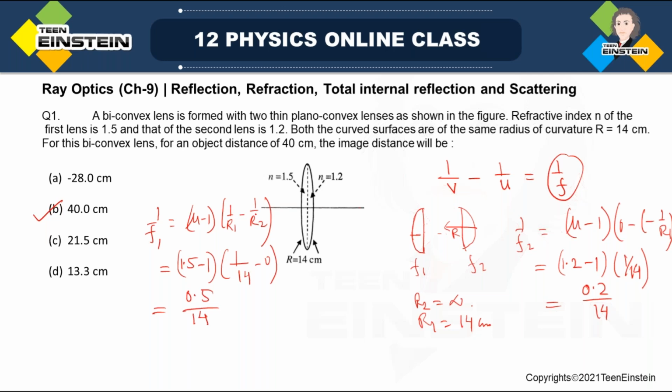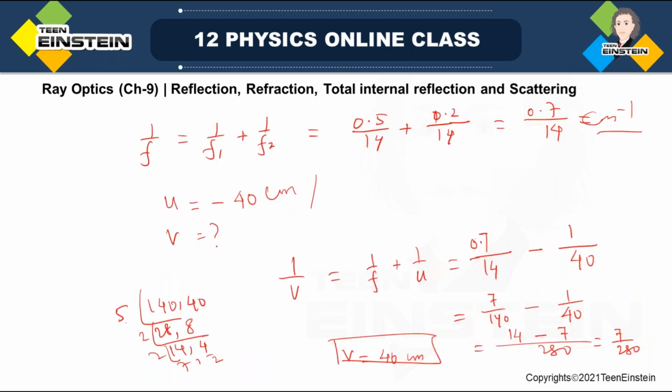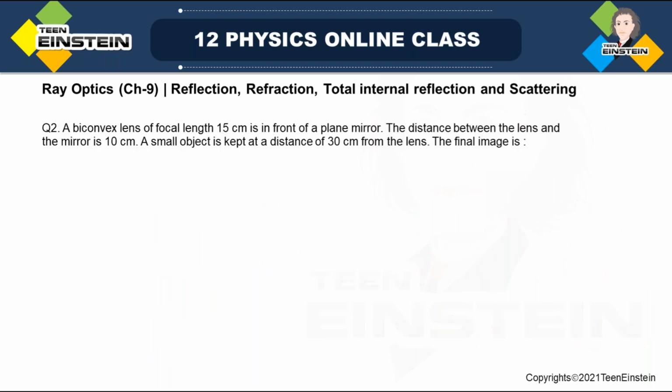So what was the point over here? You need to note that the focal length of the combination you have to find out, because you have got this biconvex lens by combining two plano-convex lenses. So that was the point. Okay, now we'll go to the next question.